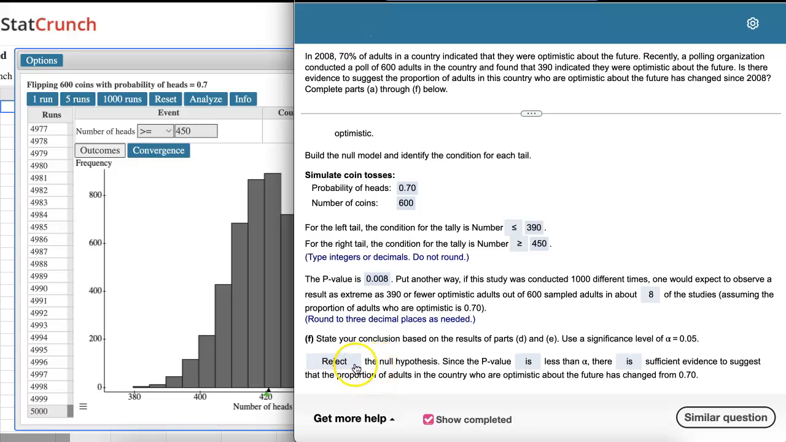We would still reject the null hypothesis because this p-value is so low. It is less than that significance level of 0.05. Remember, it was 0.008. So that means that there is significant evidence to suggest that the proportion of adults in the country who are optimistic has changed from 0.7.